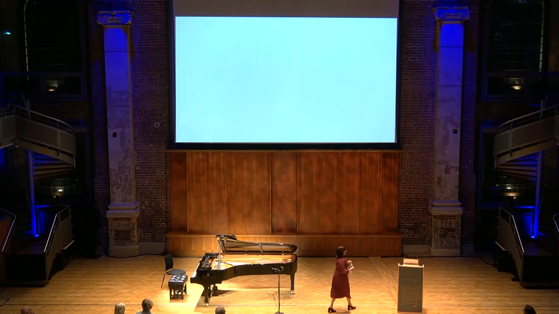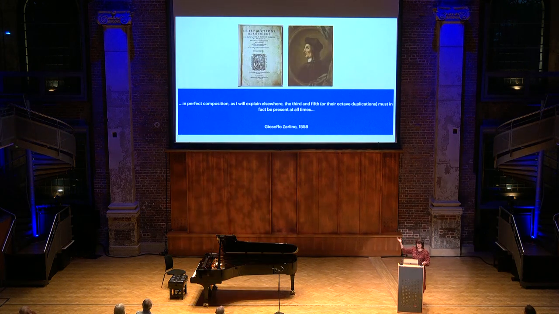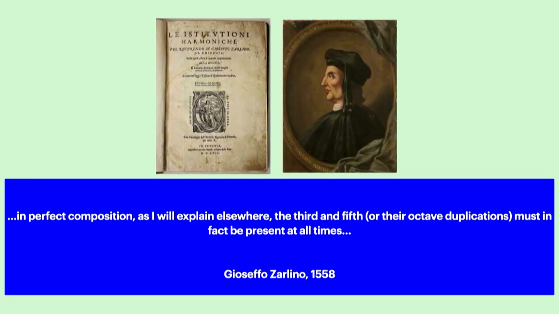So people started using triads before they had the word. In 1558, the Italian scholar Gioseffo Zarlino already writes this as a fact, that in perfect composition, the third and fifth, or the octave duplications, must in fact be present at all times. So triads are something that people began to like, even without having the word for them.